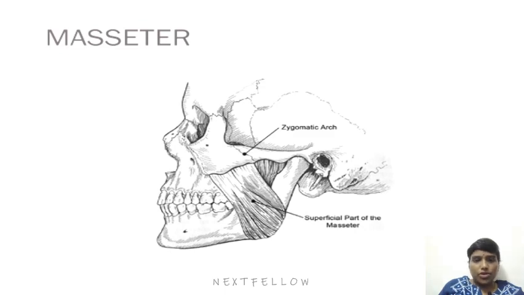I am Dr. Anusha and today I will be talking about muscles of mastication and structures that are seen in infratemporal fossa. There are four muscles of mastication: masseter, temporalis, medial pterygoid and lateral pterygoid.